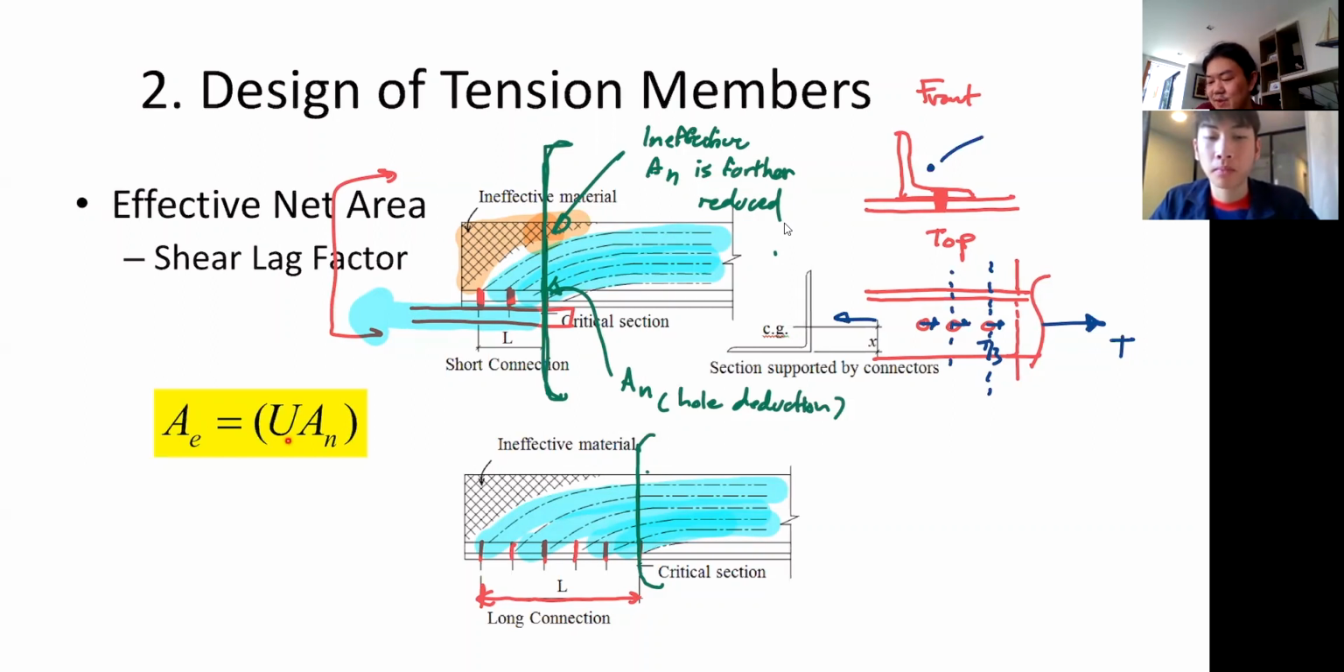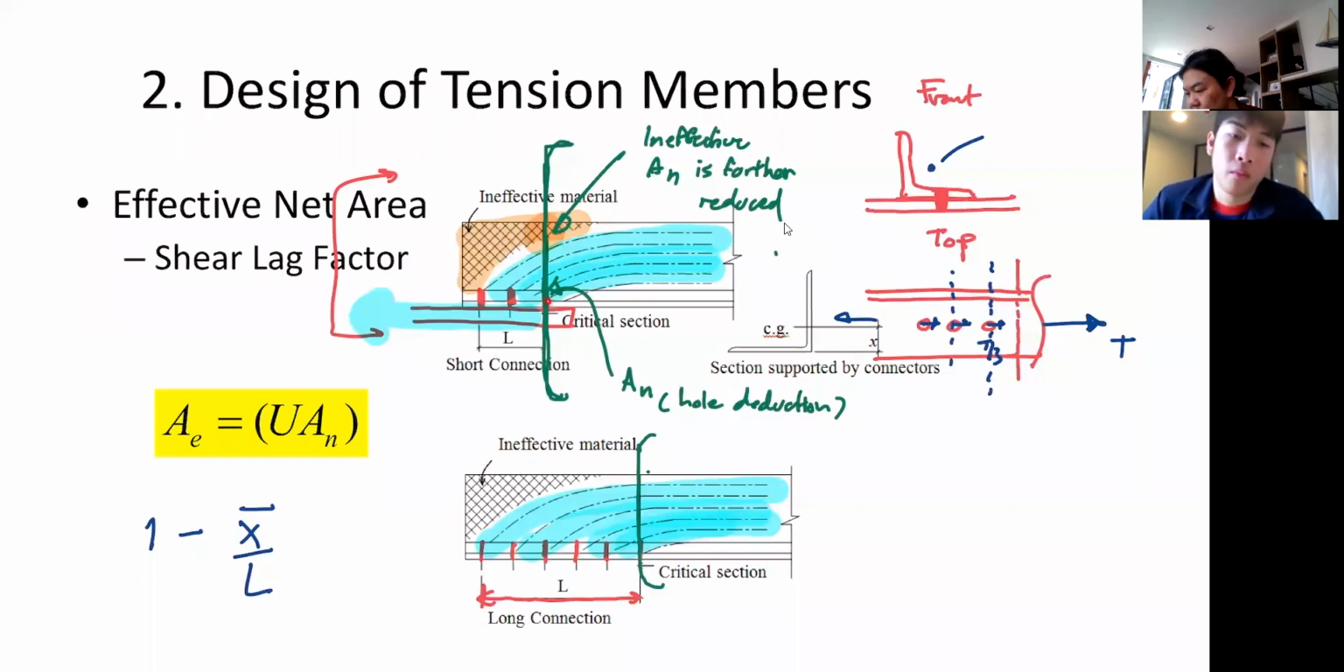So you may have to reduce the net area further by the factor called U, or shear lag factor. Generally, the shear lag factor is very simple to calculate. It's 1 minus X bar over L. L is the length of the connection. So be careful, meaning if you look at this picture, it should begin from the first bolt down to the last bolt. Likewise, this one, from the first bolt to the last bolt. That's L, the length of the connection.